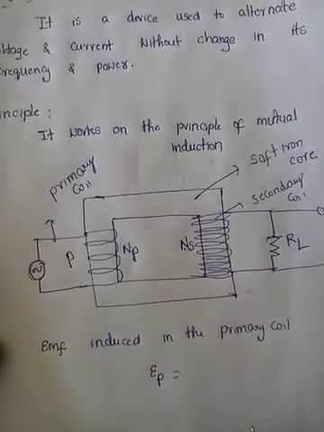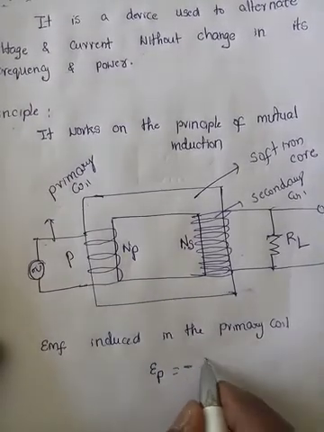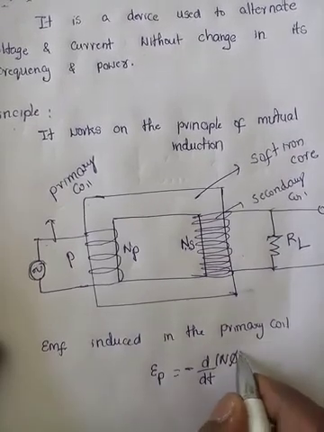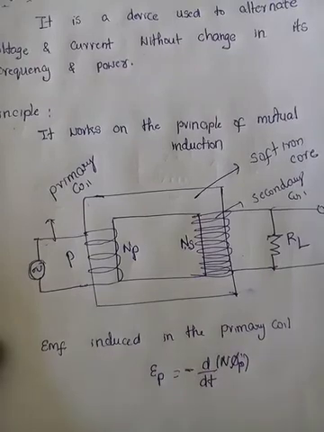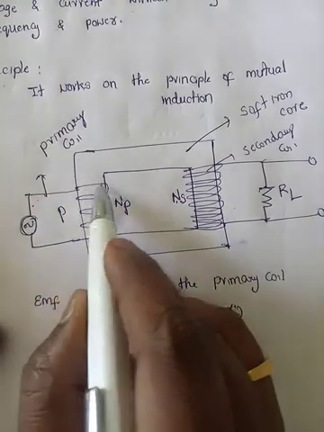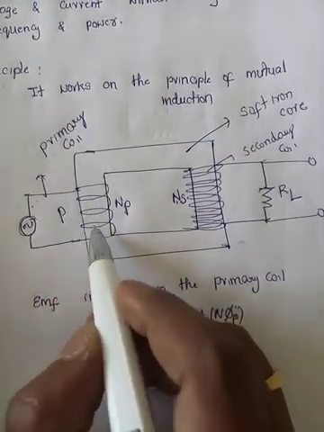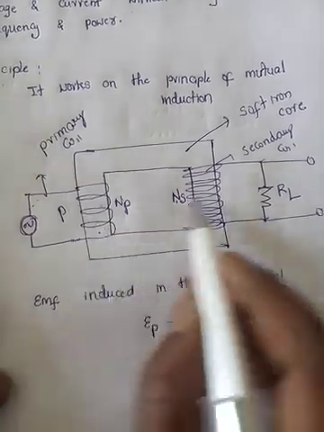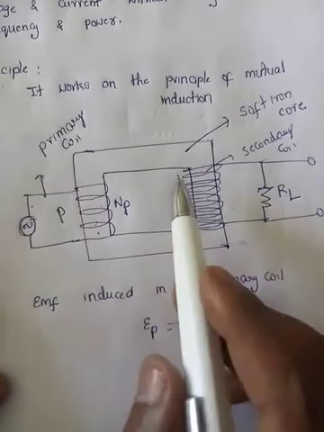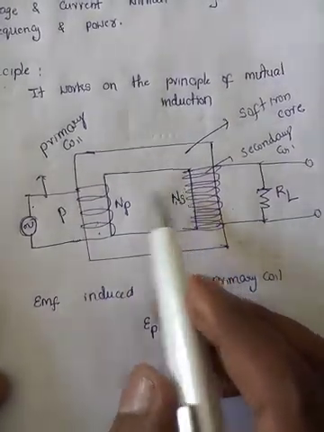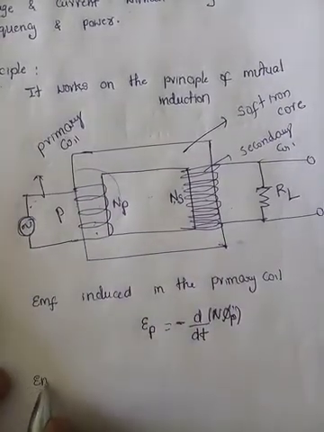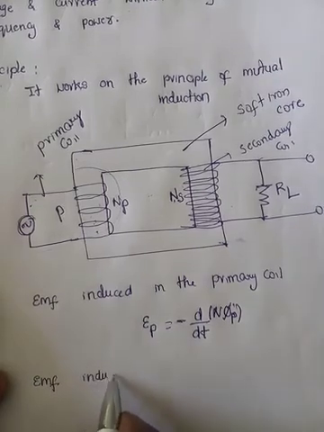We assume that EP, the induced EMF in the primary coil, is equal to minus d by dt of N into phi. Actually, the flux linkage of the primary coil is phi P. Now, an EMF is induced in a coil due to the change of current in the same coil. These are at a distance. As we know, mutual induction induces EMF in a coil due to change of current in the primary coil, or not? Yes. Then it induces EMF in the secondary coil also.